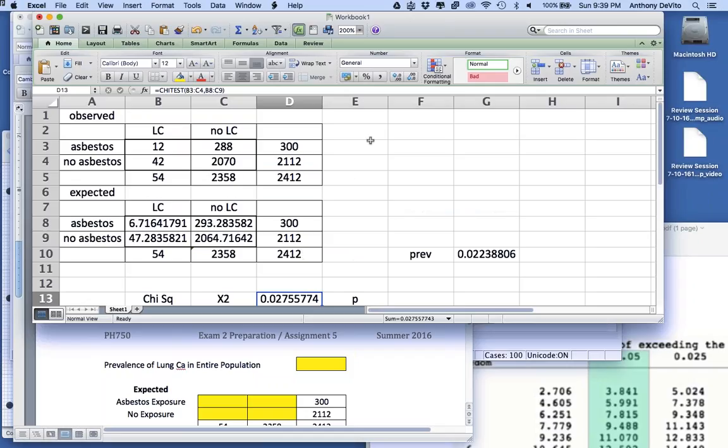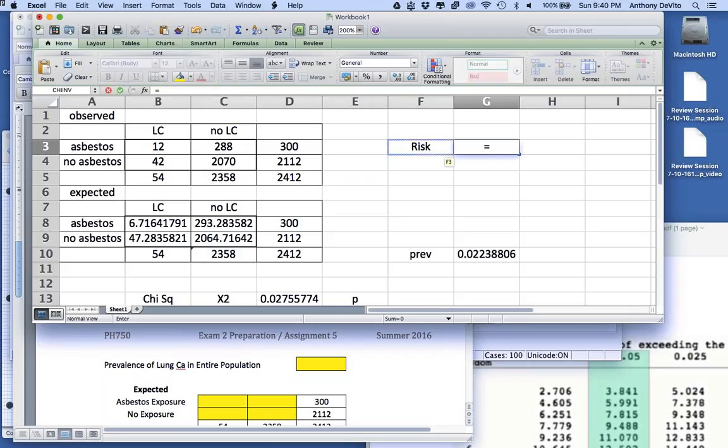Okay, let me ask you one more. While we have this open, what's the risk of getting lung cancer if you have asbestos? I'll do it myself. The risk is equal to 12 divided by 300, and the risk if you're not exposed to asbestos is equal to 42 divided by 2112. So the risk is 0.04 versus 0.02. So what's the relative risk?